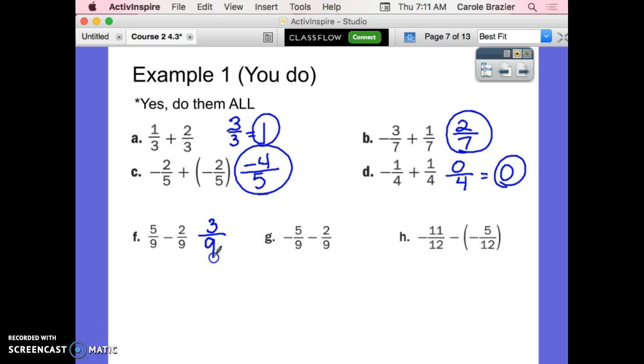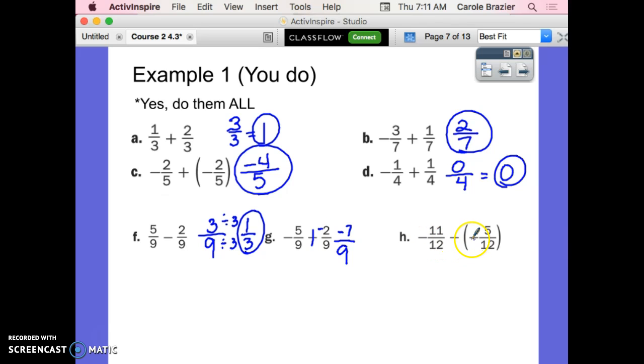My common denominator is 9. And then I can divide these both by 3, so that way I get my simplified answer, and you're going to get 1/3. This one, since I'm working with a negative, I'm going to keep change, and you'll end up with -7/9 because I'm going to add my two negatives.